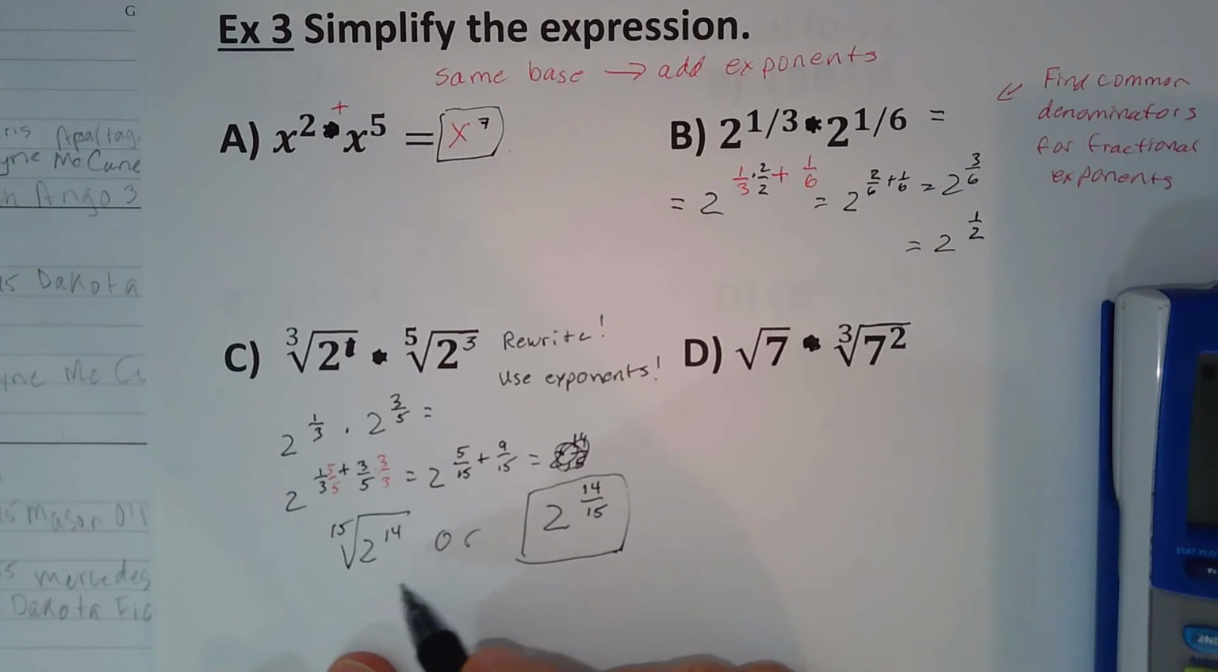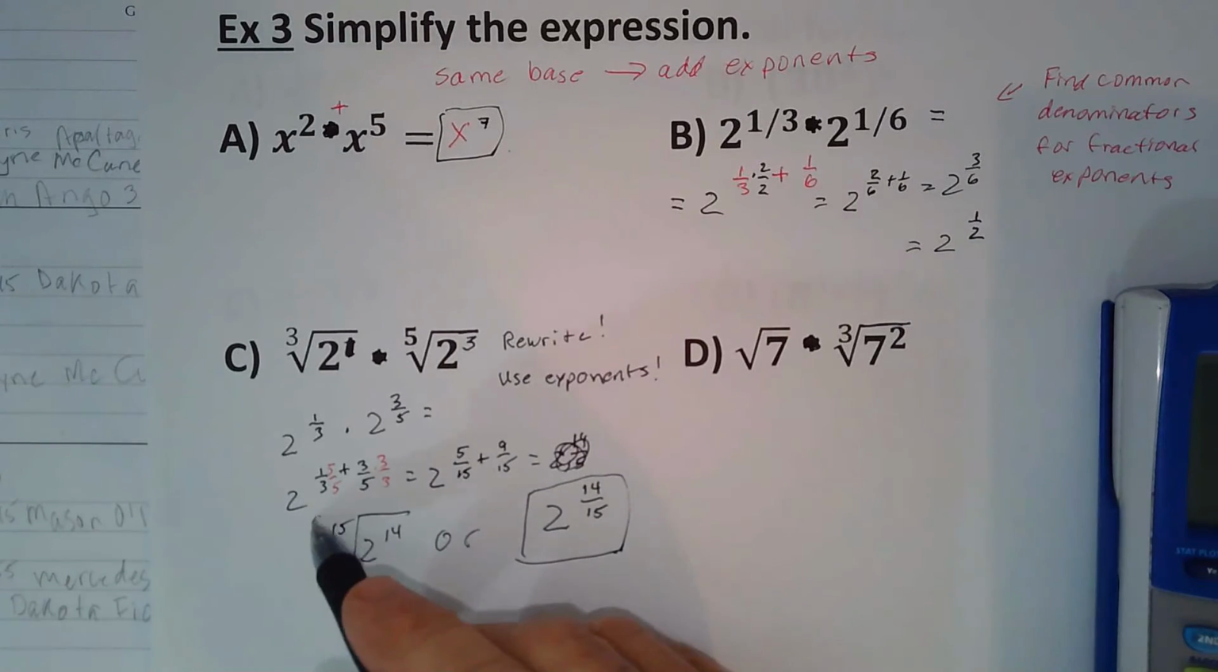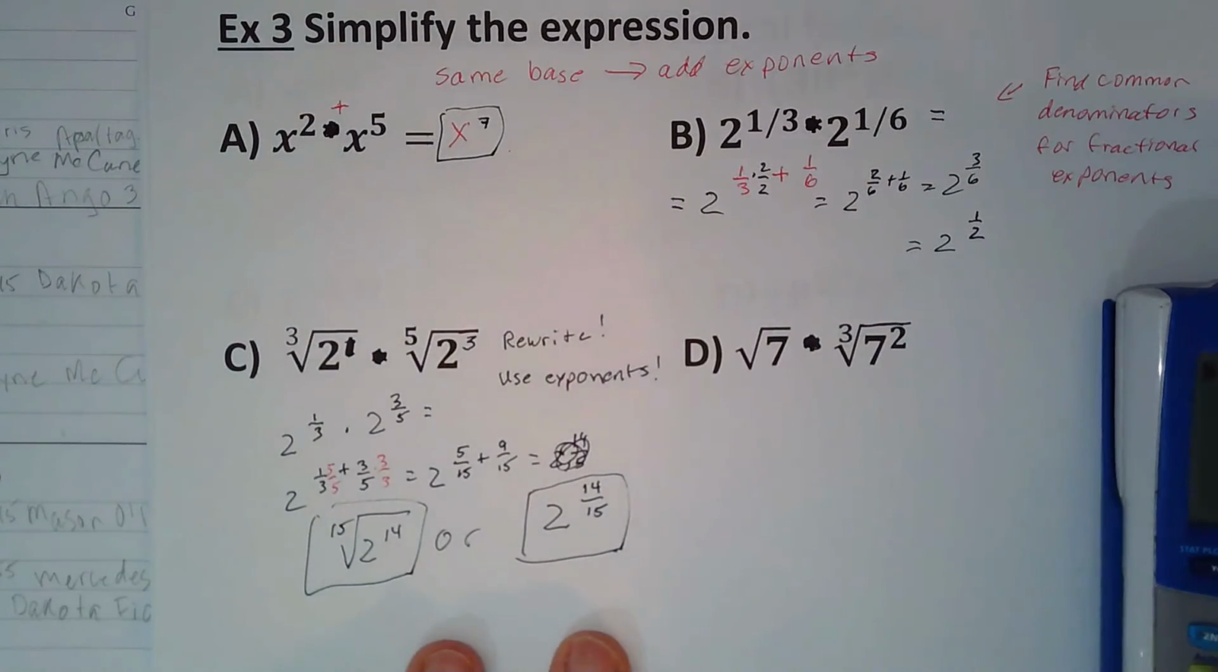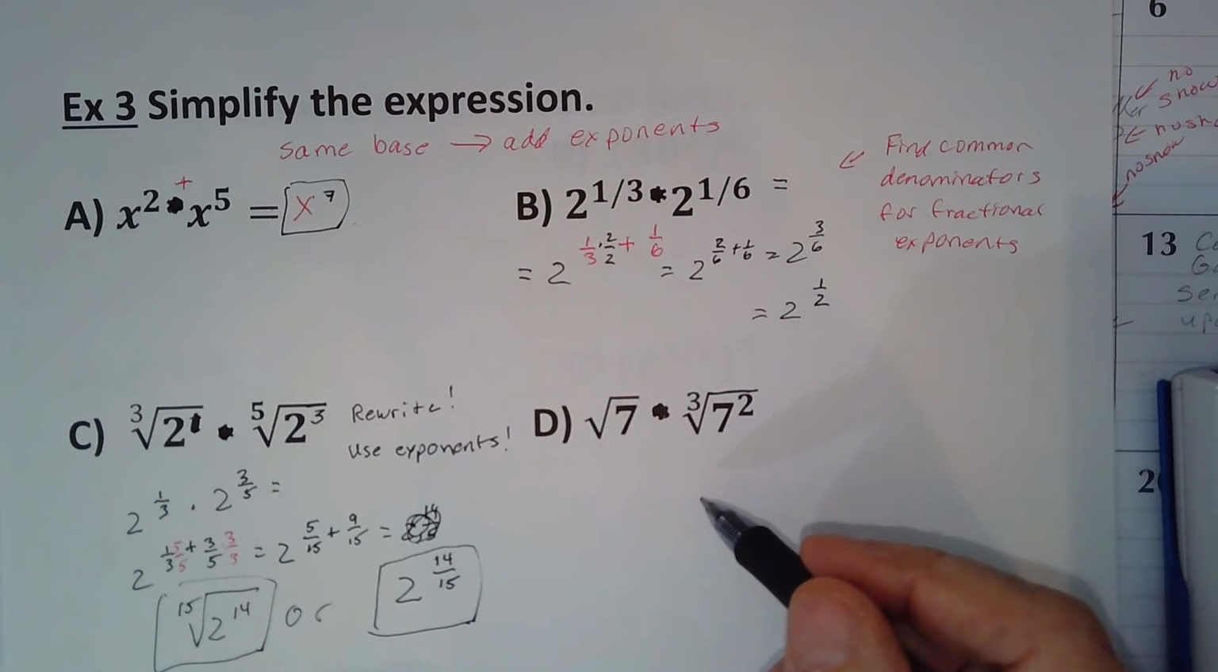Now, what would Delta Math want to do with something like this if you left it here? They might want you to multiply 2 to the 14th out. That would be a huge number. Check it out and see which way it will go. But we know that we would have one or the other. Okay? All right. Let's look at the next one, D.